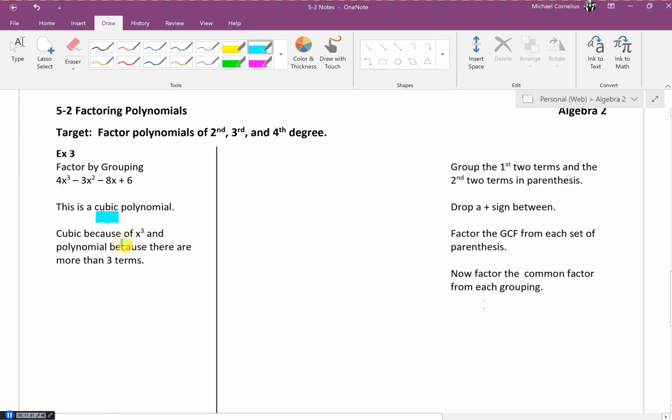All right, and what we're going to do, your steps are over here on the right side. So these are your steps. So we're going to go through the steps. We're going to group the first 2 terms and the second 2 terms in parentheses. So I'm going to take my first 2 terms, 4x cubed minus 3x squared. I'm going to put that in parentheses. Notice I'm leaving a little space in there. You'll see why. I'm going to group my last 2, negative 8x plus 6. That's my first step there.